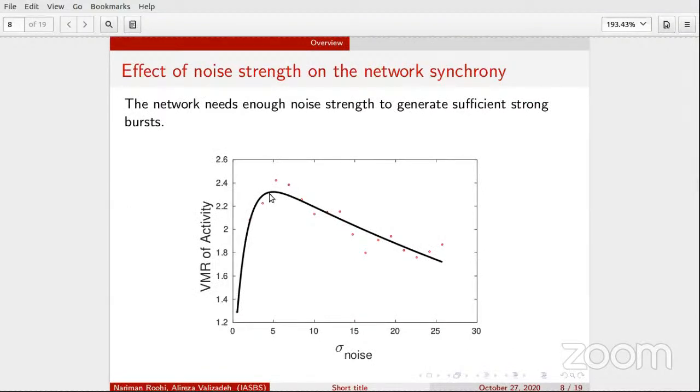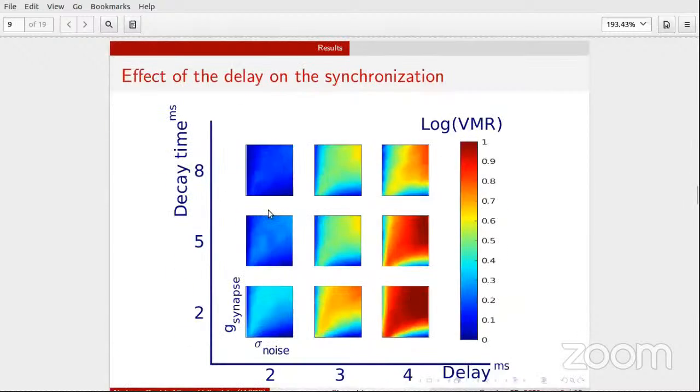burst and to be synchronized and oscillatory, but excessive noise can destroy the oscillation. So this is the first result: here is one expanded parameter space, as I stated before.